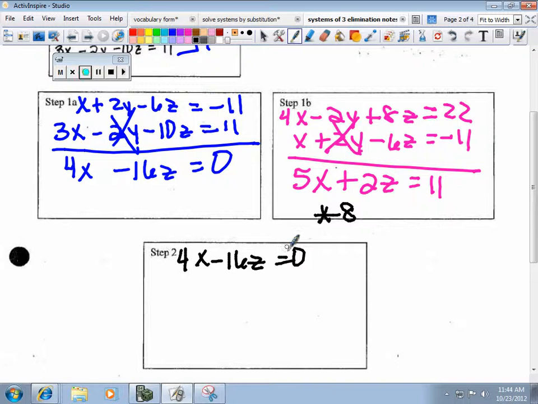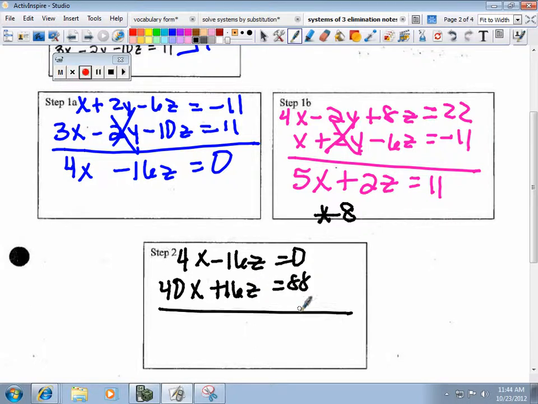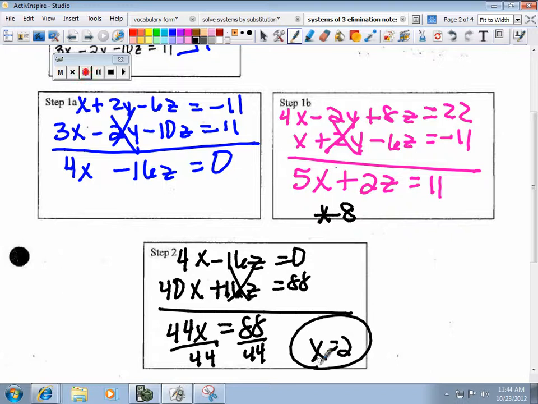Multiply everything in the second equation by 8. So you get 40x plus 16z equals 88. Draw a line and combine. 4x and 40x gives you 44x. Your z's go away. Equal to 88. Divide by 44. x equals 2. You're 1/3 of the way there.